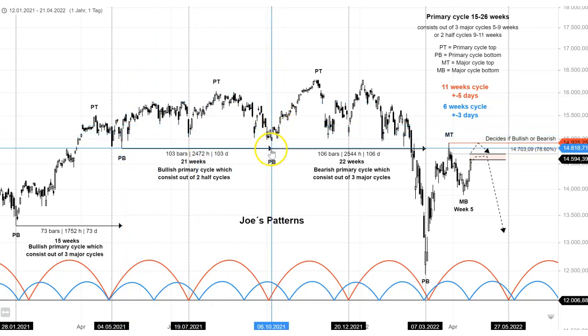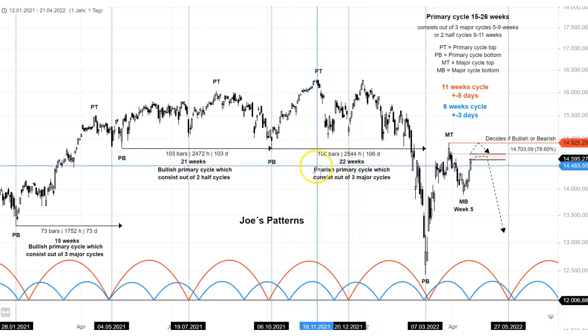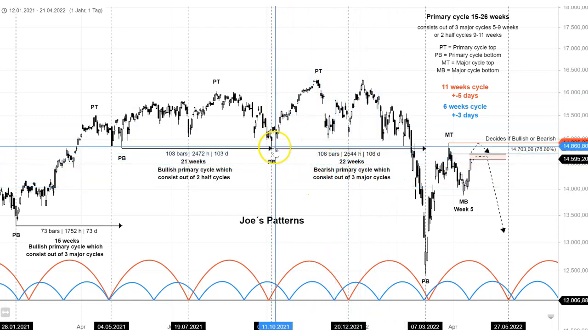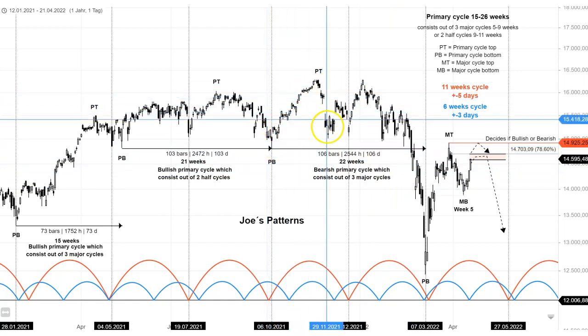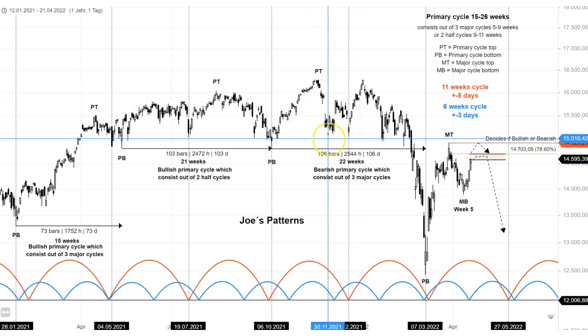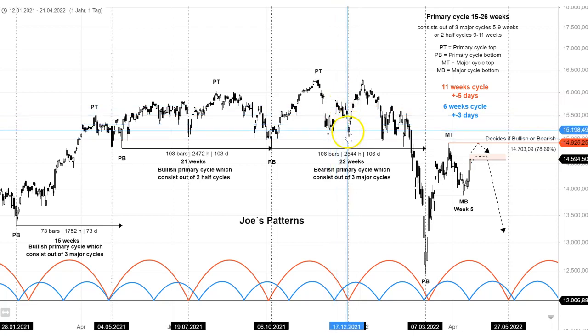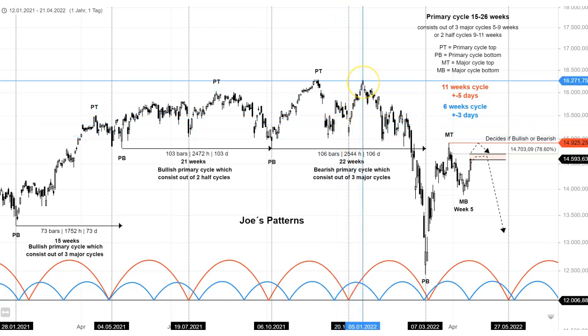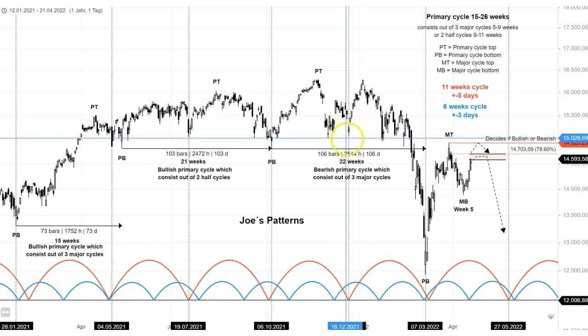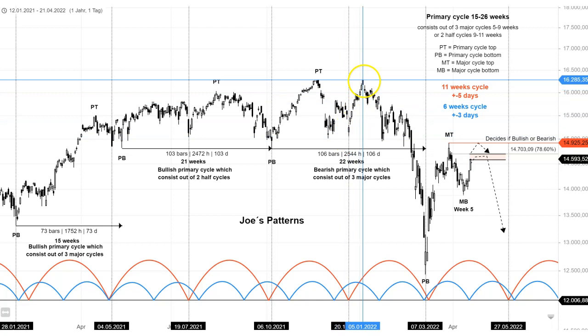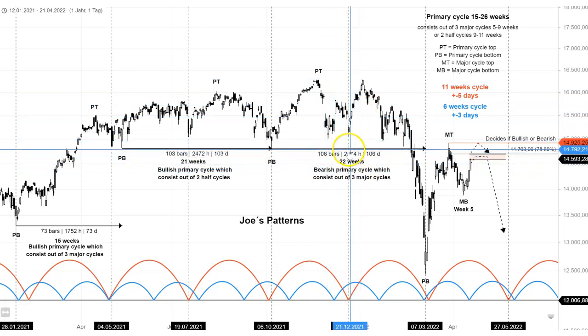And this one here is a very interesting one, because this one was a 22-week primary cycle, and it turned out to be bearish, because we had our first rally up to here, and it ended somewhere here after, I don't know how many weeks, I think week 6 or 7 it was. And then we started to rally again, and we failed to make a new high, a new all-time high in that second period. And that gave us an idea that that thing is turning out to be bearish.